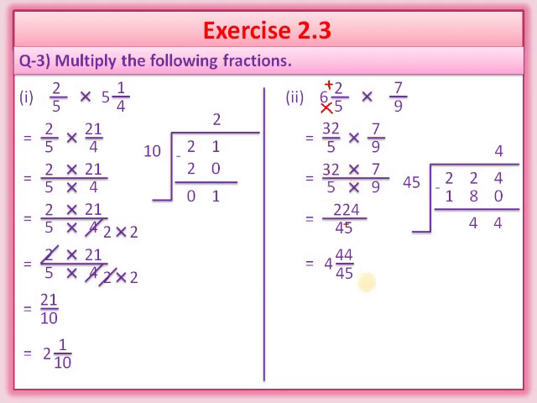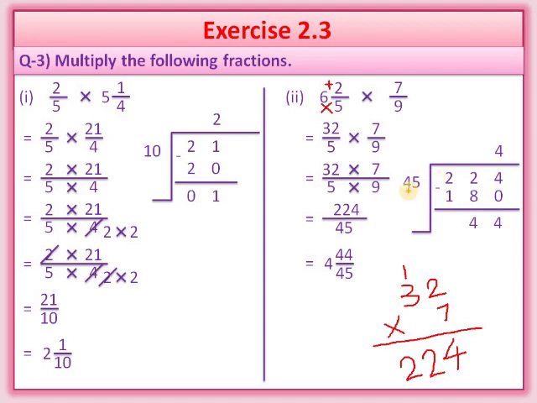So here 32 multiplied by 7, if you do it here, you can understand how you will get the answer 224. So we have done it here. Okay, 7 twos are 14, 7 threes are 21 plus 1 is 22. So what is the answer? 224. Okay, and 9 fives are 45. Understood? So here 224 divided by 45.